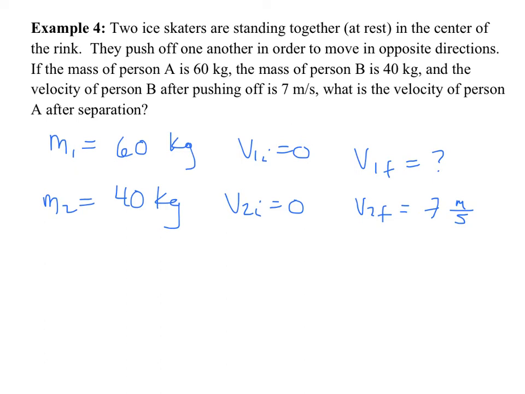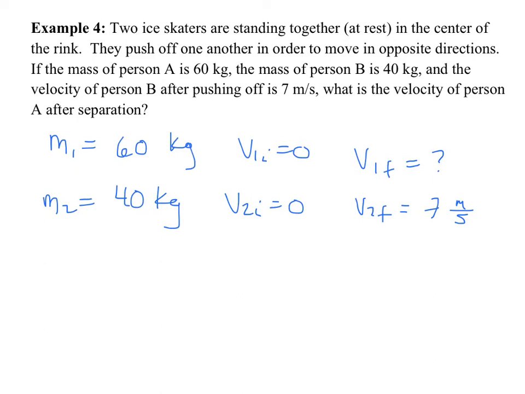Something that's a lot more obvious. Velocity positive. So the velocity would be, what would it be? Negative. Right? You push off. If you push off, which way does one person go? And the other person has to go the other way, right? So the answer we get for V1F would be negative, and it should be less than 7, magnitude-wise. Okay? So let's go ahead and take a look at this.